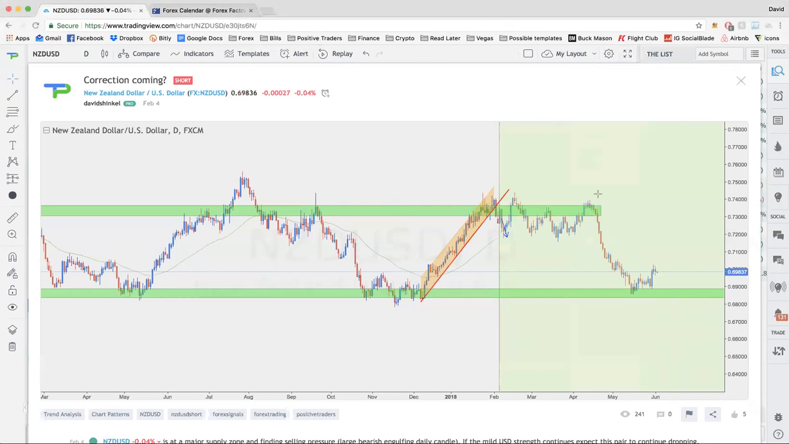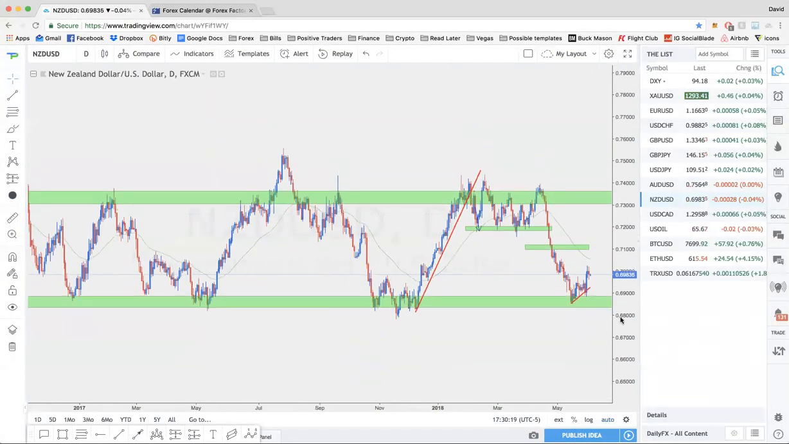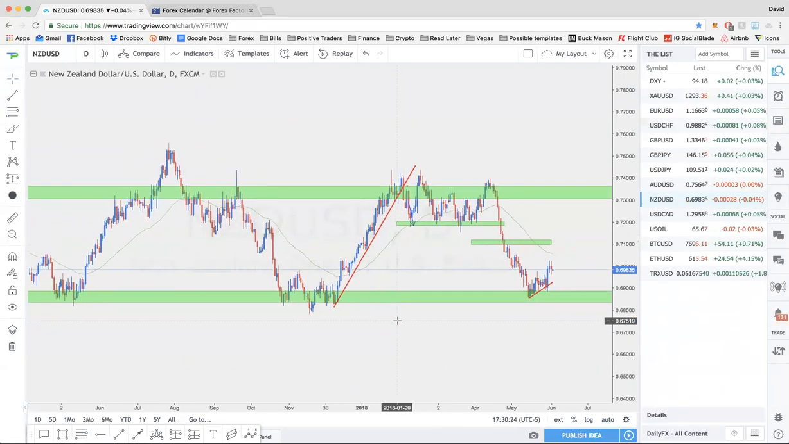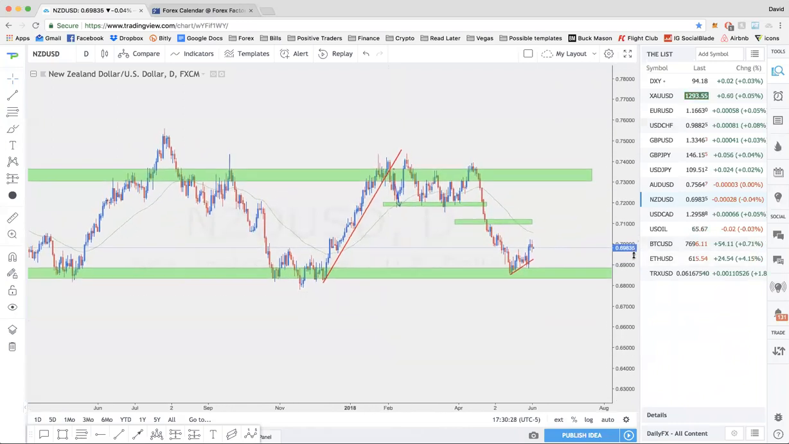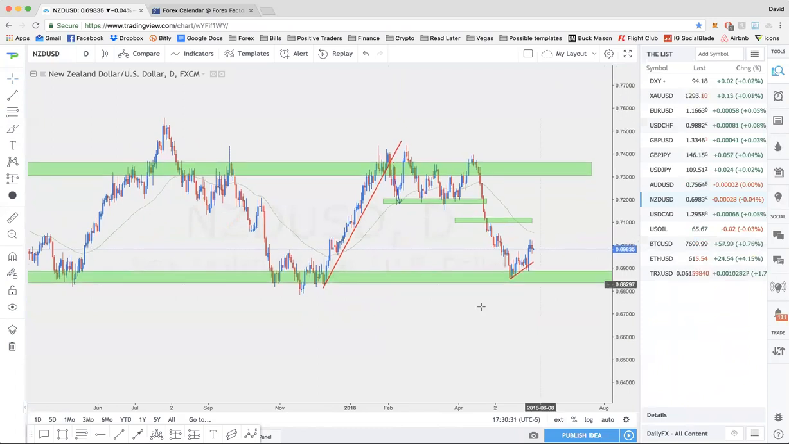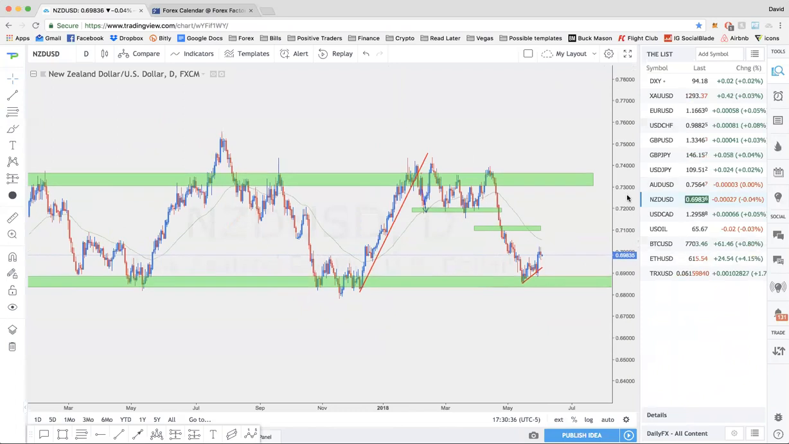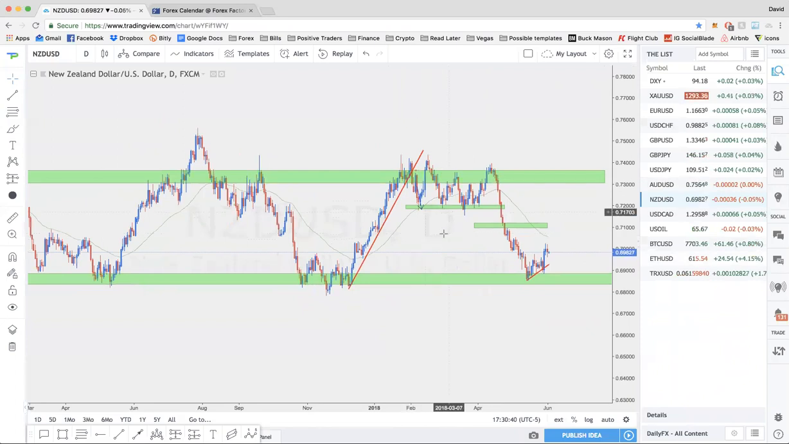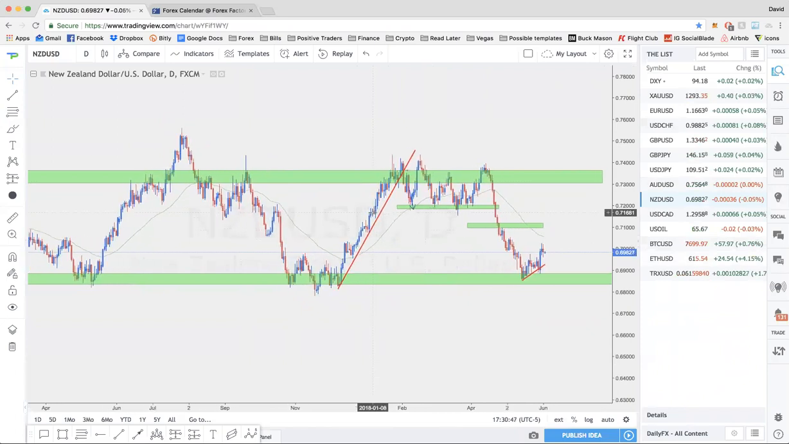So NZD/USD. Currently, if we look at NZD/USD, the reason the chart looks a little different is because we just scrunched it up a little bit. Sometimes you can get a better perspective. Take your charts and scrunch them up a little bit. For some reason, you can see the price action, the consolidation, the ranges and the flags better, in my opinion. So that's another little side tip.